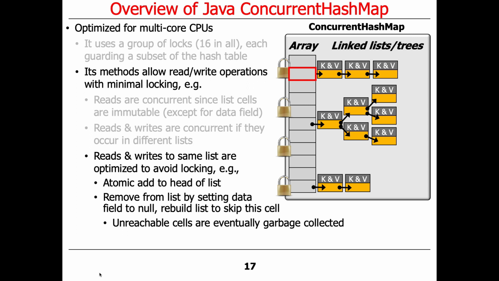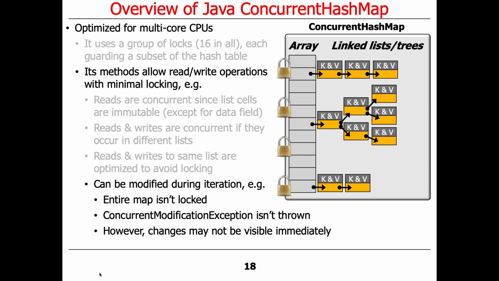They atomically add items to the head of the list. If you're removing something from the list, they set the field to null, and then they skip the cell. So again, really clever optimization techniques, and they eventually garbage collect these things. So the long and the short of it is it's very, very optimized for concurrent read and write operations, unlike a synchronized map, which has one lock and doesn't have all these other clever optimizations put into that.